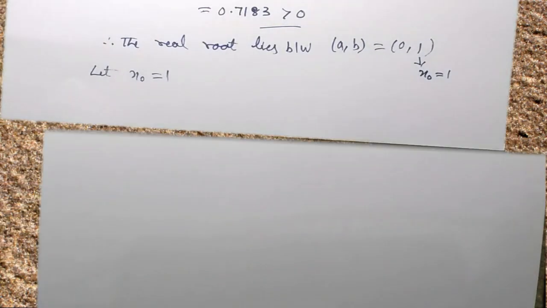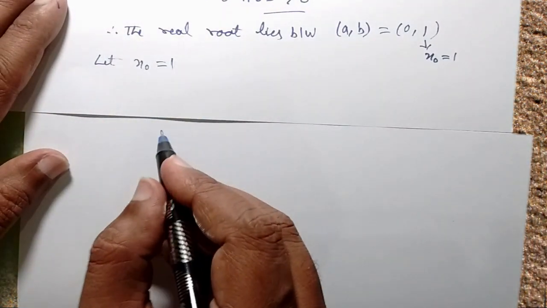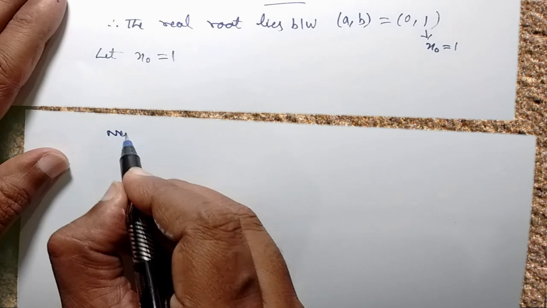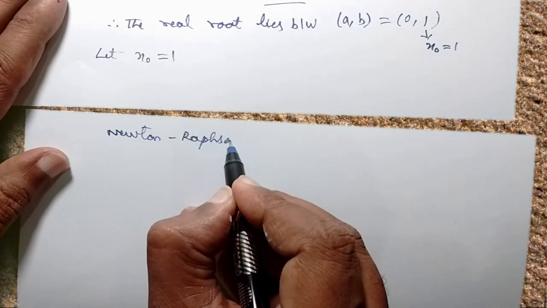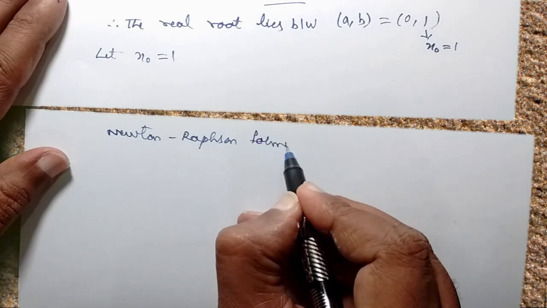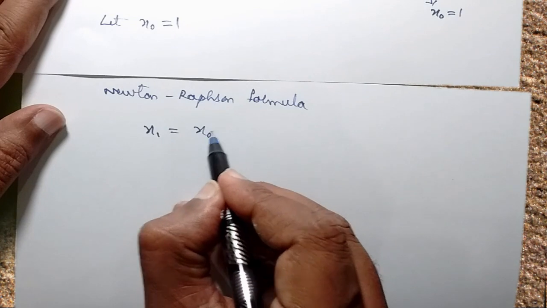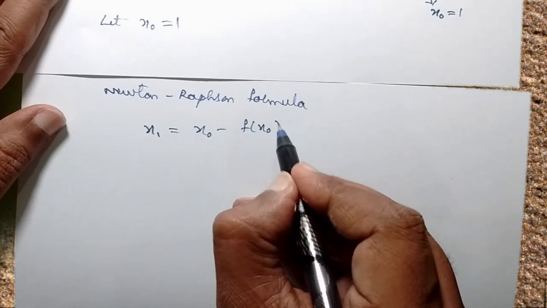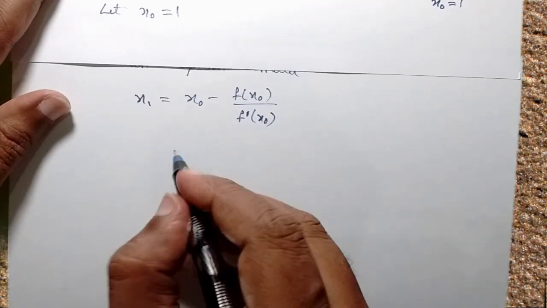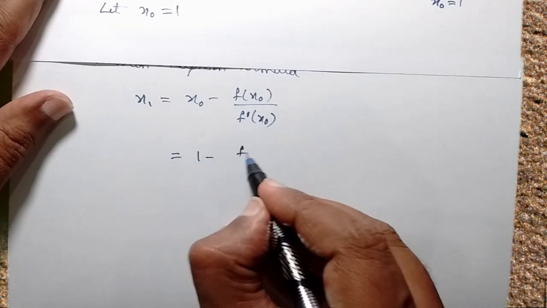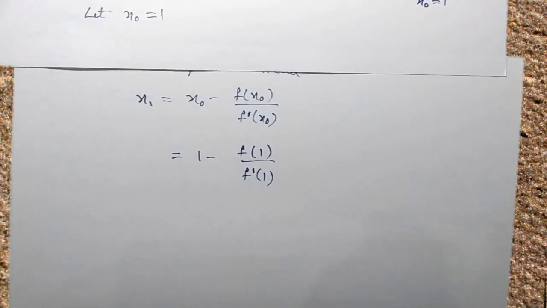Choose a non-zero value and the calculation becomes easy for us. So if you use the Newton-Raphson formula, x1 will be equal to x0 minus f of x0 divided by f dash of x0. So what is the x0 value I have taken? 1 minus f of 1 divided by f dash of 1.